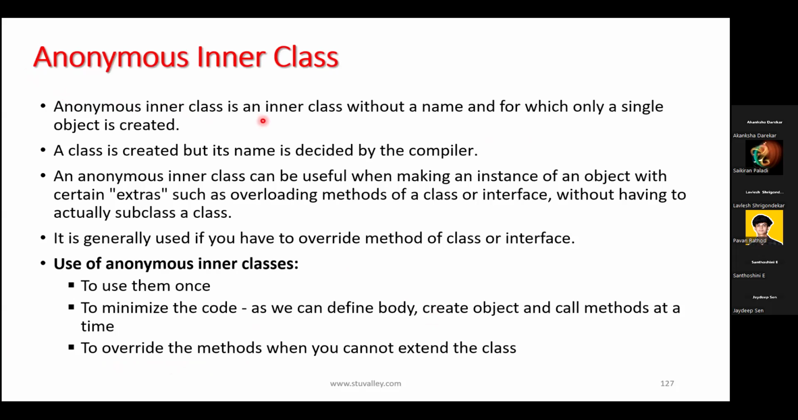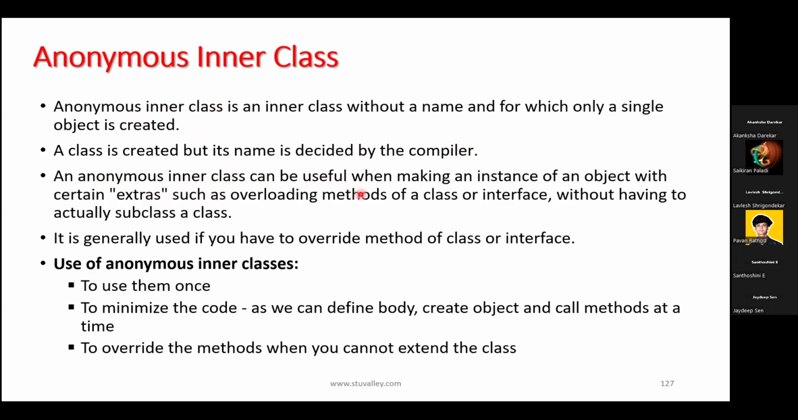An anonymous inner class is an inner class without a name for which only a single object is created. As the name suggests, we are not defining any name. We are not giving any name to a class. The name will be assigned by the compiler. Class is created, but its name is decided by the compiler. Who gives the name? Compiler will define the name for that class.